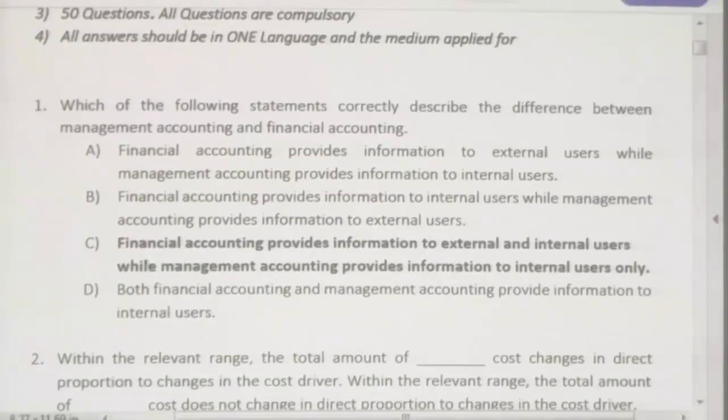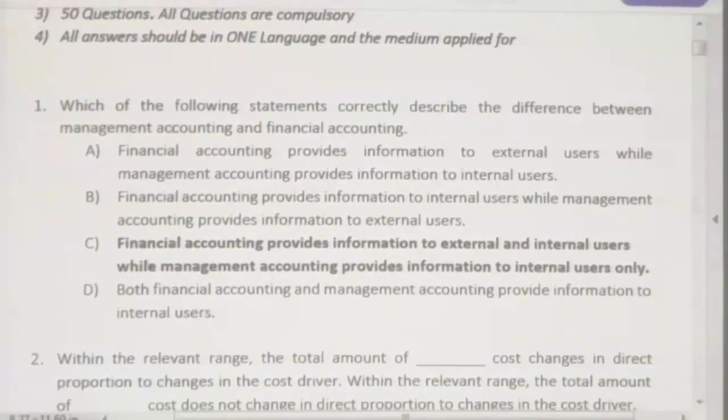Before moving to C, let's see D. Why can D not be accepted as the answer? "Both financial accounting and management accounting provide information to internal users." It cannot be accepted. Financial accounting provides information about the history, the past financial year, to both internal and external users. Management accounting provides both past and future information to internal users. Therefore, the answer is C, which is explained like this: financial accounting provides information to external and internal users, while management accounting provides information to internal users only.